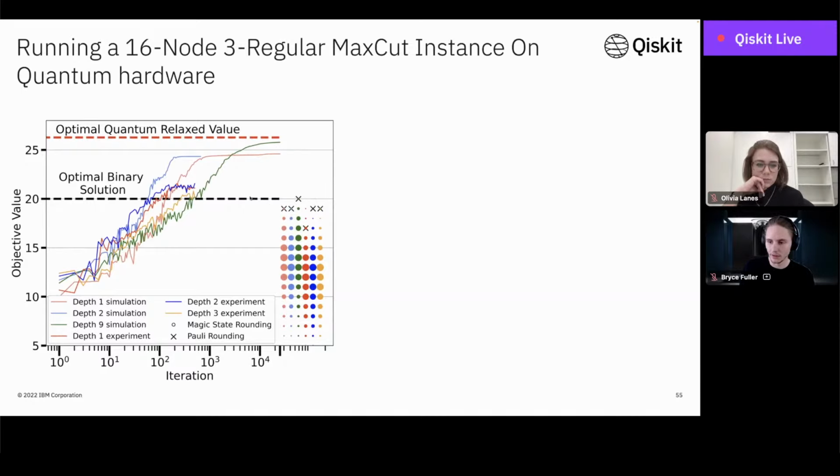So the optimal solution is 20. This green curve, which gets close to the optimal relaxed value, achieves the optimal answer for Pauli rounding. And it's hard to see, but there's a little green dot there too, that magic state rounding samples sometime as well.